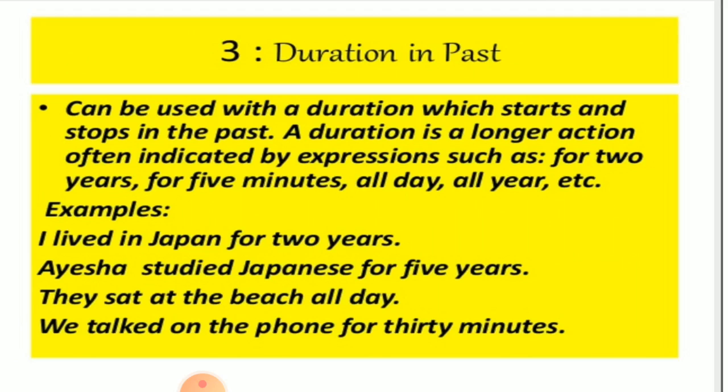Duration in the past. Simple past can be used with a duration that starts and stops in the past. A duration is a longer action, often indicated by expressions such as for 2 years, for 5 minutes, all day, all year, etc. To show this duration, meaning time period, we are using simple past tense. Example: I lived in Japan for 2 years. So it is a long time that he was living in Japan, for 2 years. To show that, we have to use simple past tense.